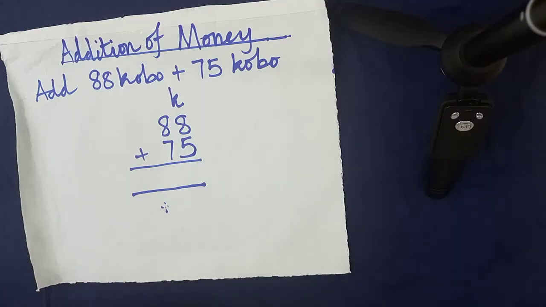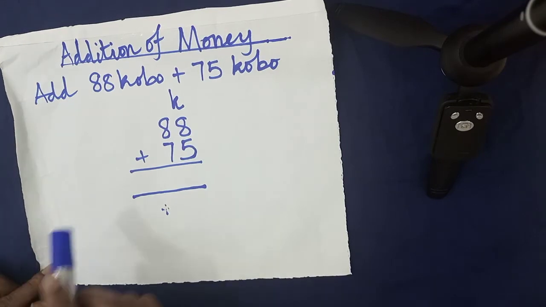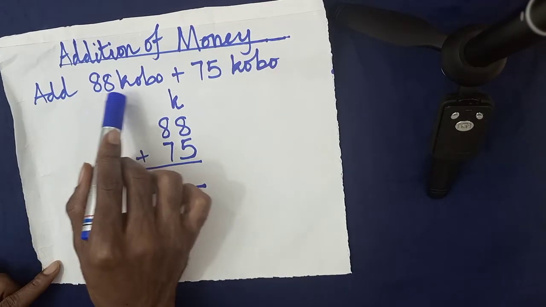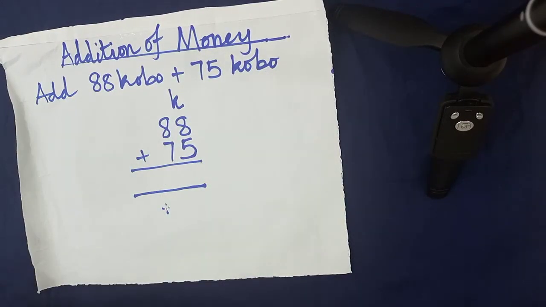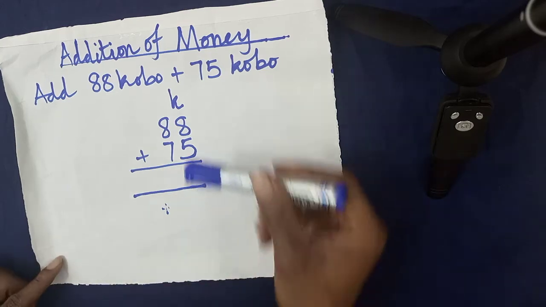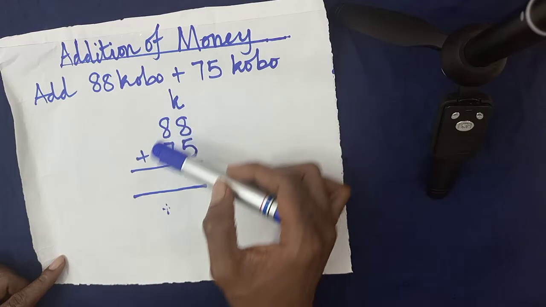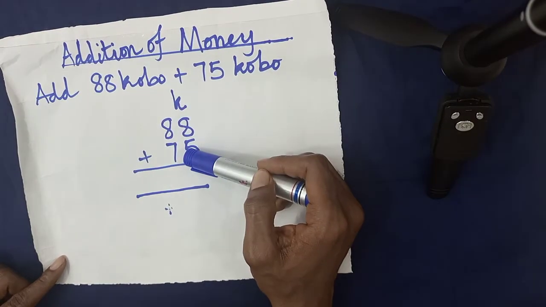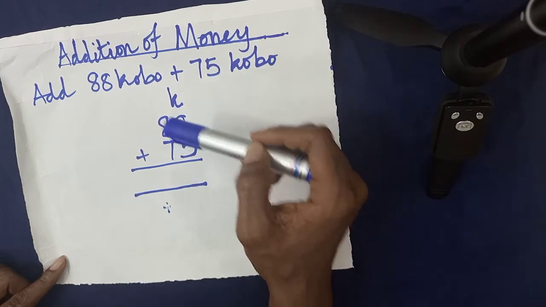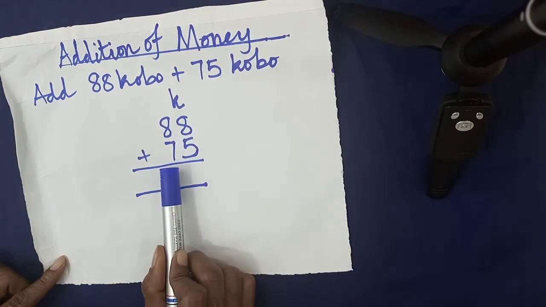Okay, so here we are with the problem. Like I said, we are going to be doing addition of money. And here in this question, we have add 88 kobo plus 75 kobo. Now, these two amounts are in kobo, so we write the small letter k here to stand for kobo, and then we write 88 75. Make sure that the last digit of 88 and the last digit of 75 are aligned, while the first digit of 88 and the first digit of 75 are also aligned.